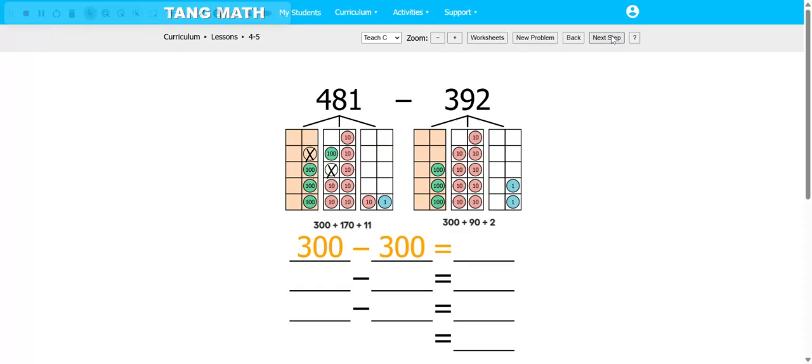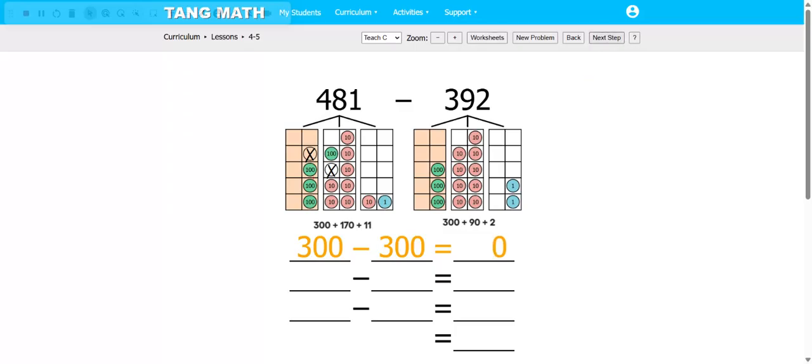So let's subtract our hundreds first. Now we have 300 minus 300. What would be your answer? Solve it on your desk. Pause the video if you need extra time. I'm going to show the answer, so be sure you pause it if you need more time.